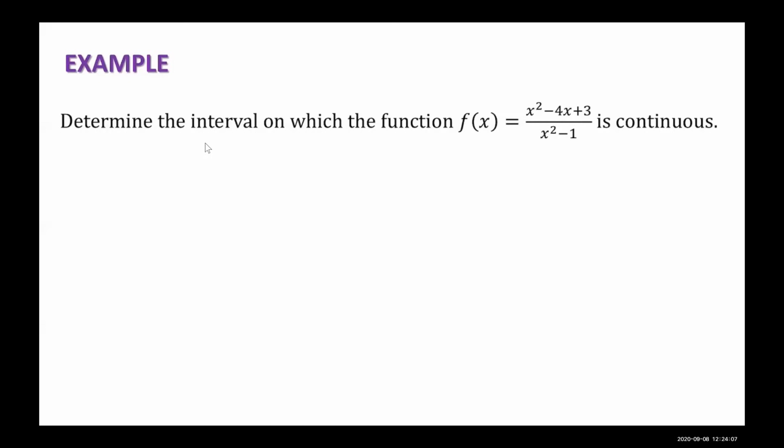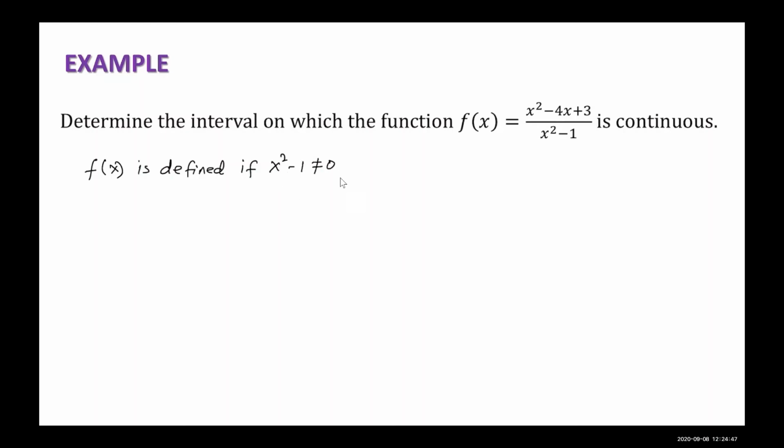So we have to determine the interval on which this function f of x equal to x squared minus 4x plus 3 divided by x squared minus 1 is continuous. So let's begin. f of x, which is a rational function, that is a function in the form of a fraction, is defined if the denominator is not 0, because in a fraction, the denominator cannot be 0.